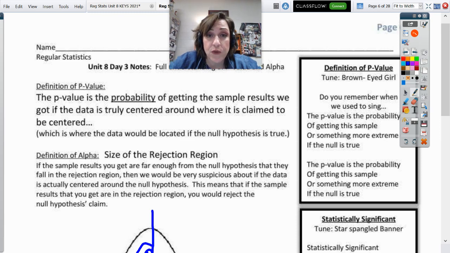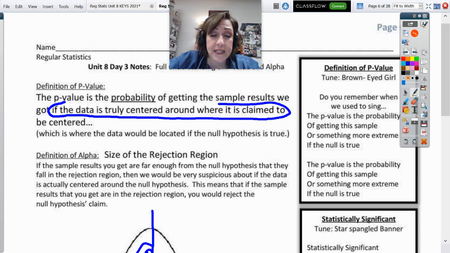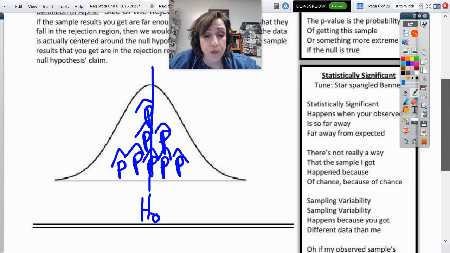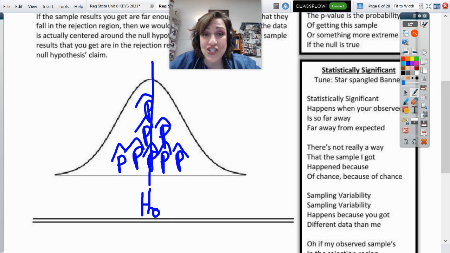Okay, the p-value is the probability of getting the specific sample results we got right here, if the data is truly centered around where it is claimed to be centered. So if the data is really centered here at H0, then let's do our p-value.